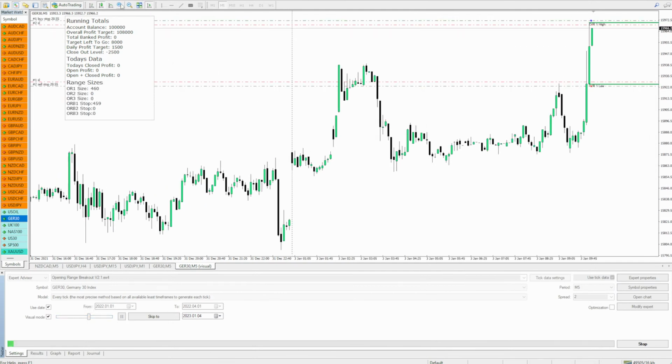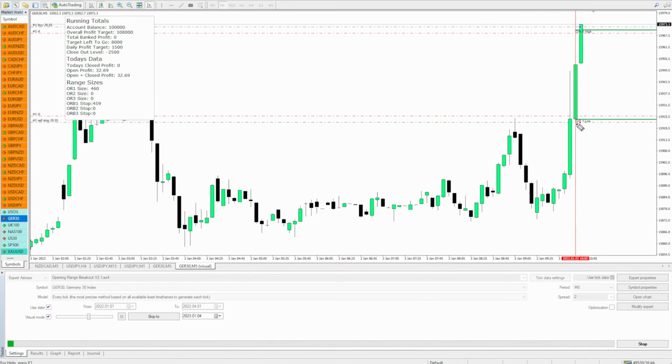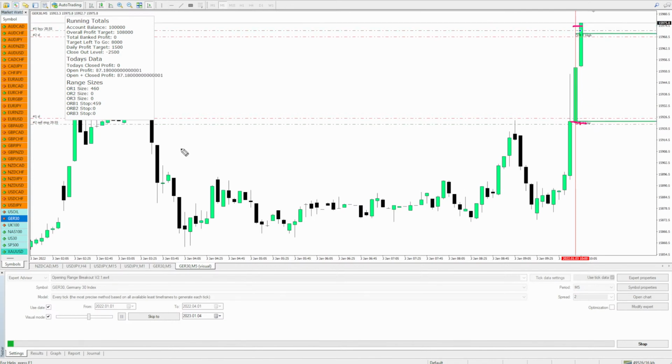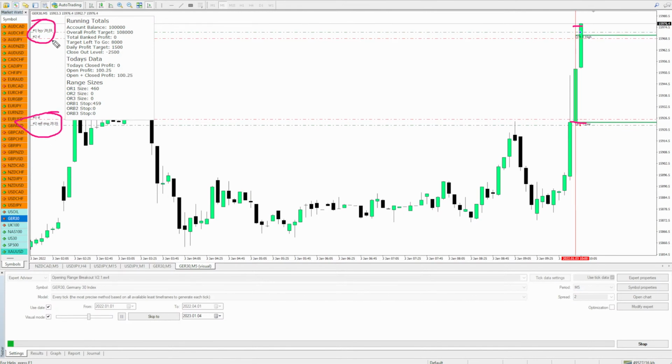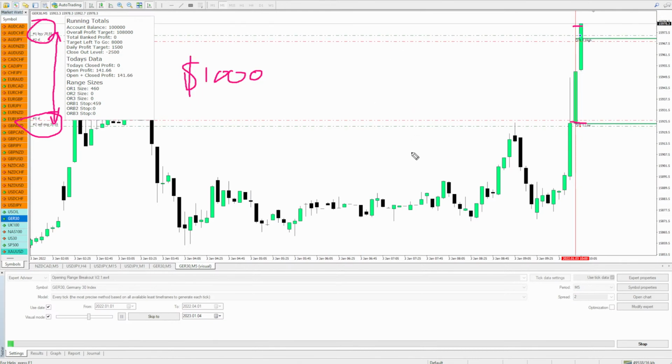Okay, so here is our initial opening range. This is our 10 o'clock candle, which is 9 a.m. Frankfurt, 8 a.m. UK time. So there's our opening range, and it's placed a pending order, 15 above and 15 below. So you've got a sell stop there and a buy stop. It automatically calculated my lot size based on a $1,000 risk. So when this trade stops out, it will give me a $1,000 loss.